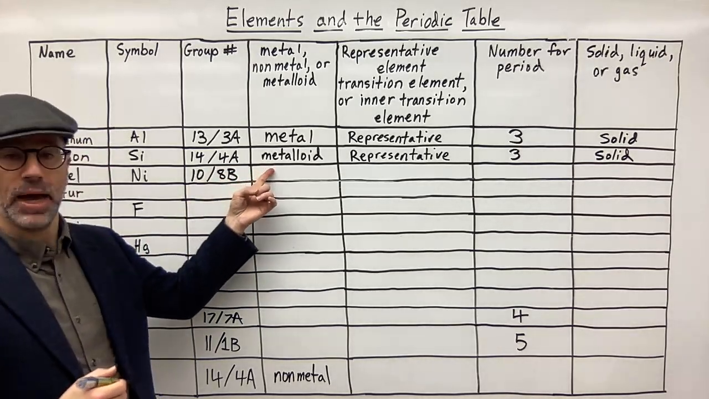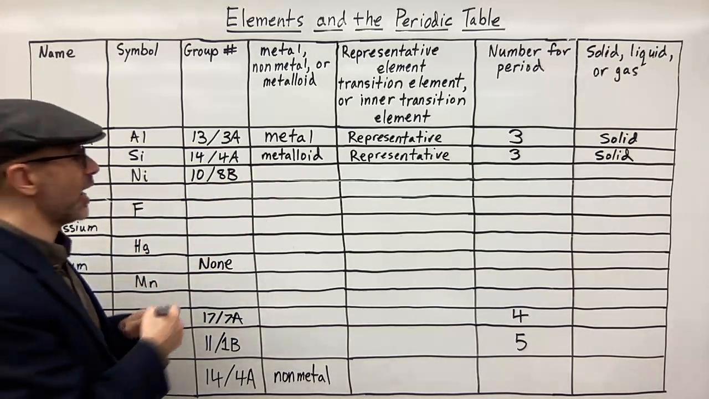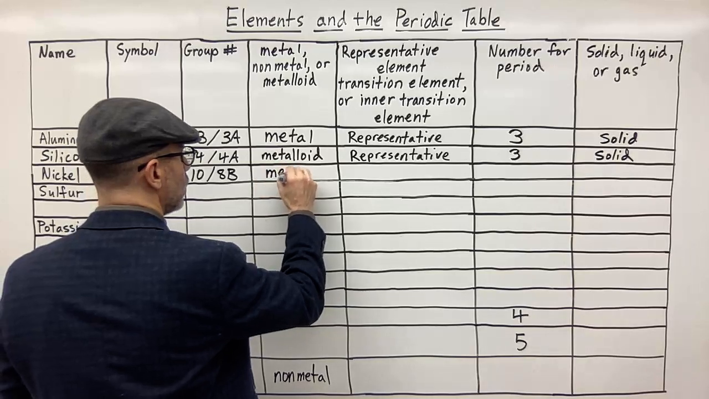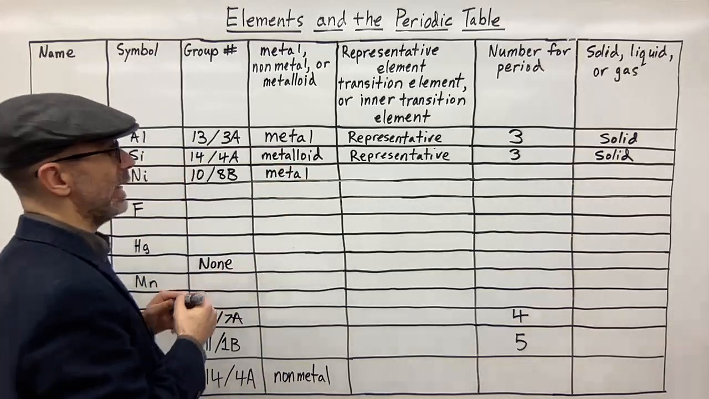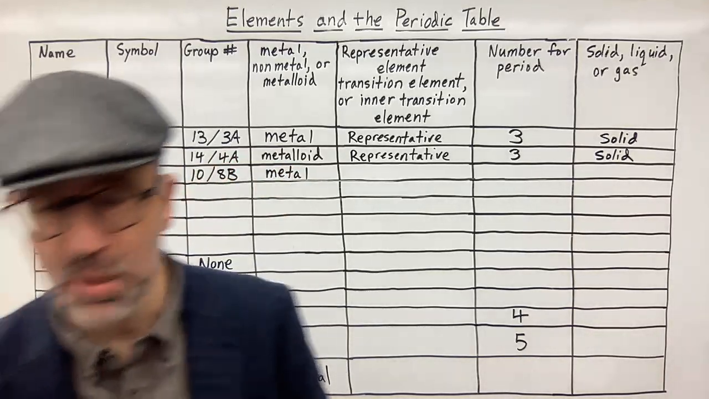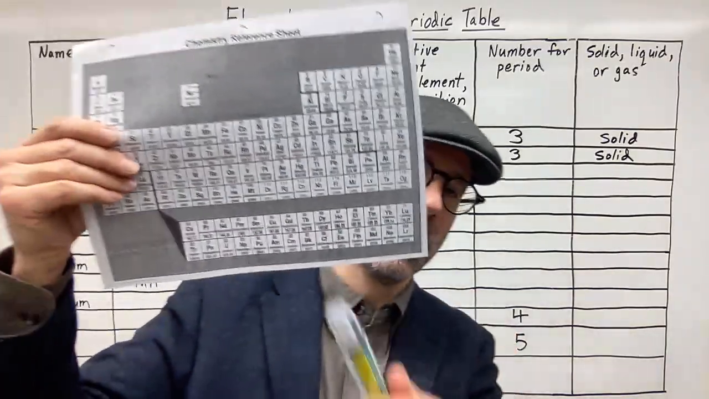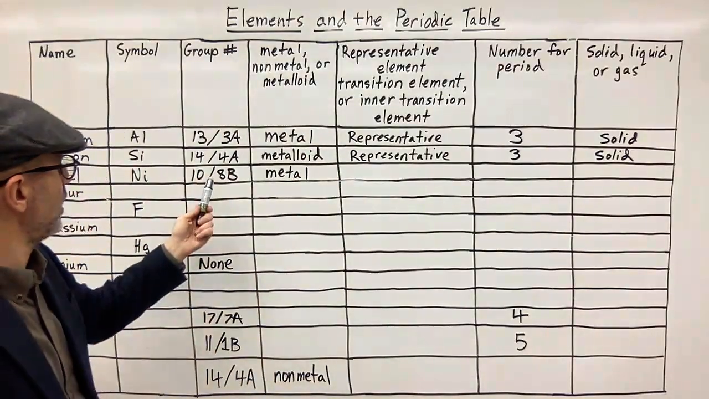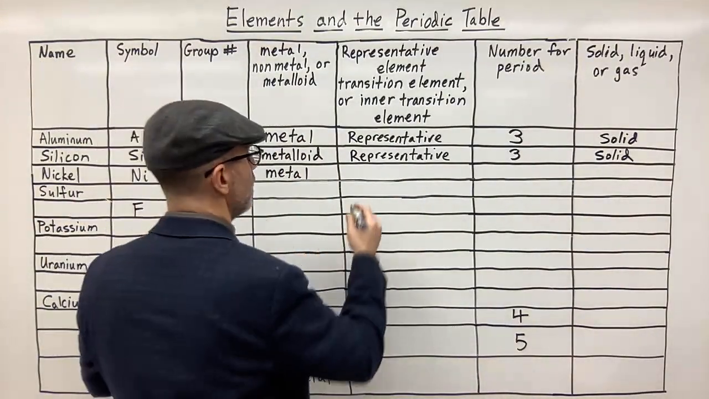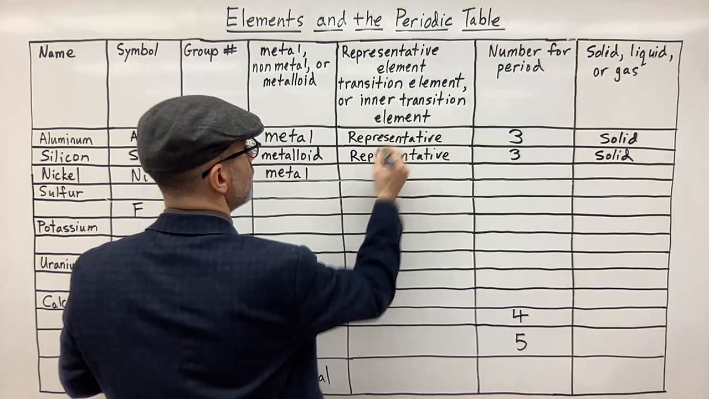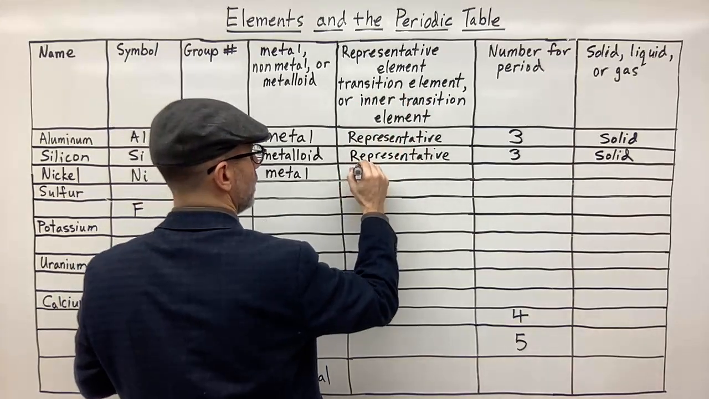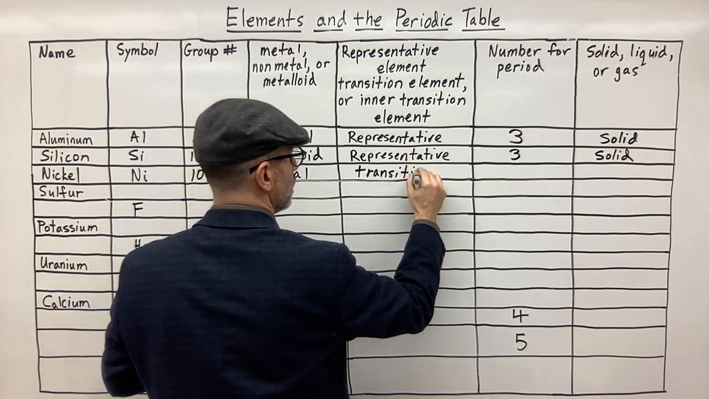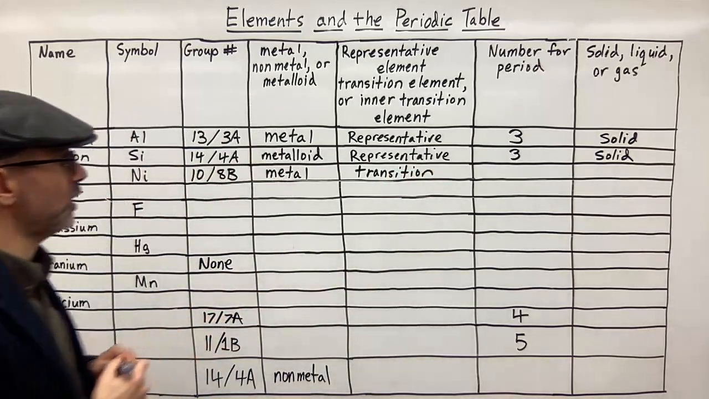It's a metal because it's on the left side of the stairway. So that's a metal. It's in the middle group here. It's got a B number. It's in the middle here, right? It's got a B group number, so that's going to be a transition element. So we'll put transition. So a transition element.